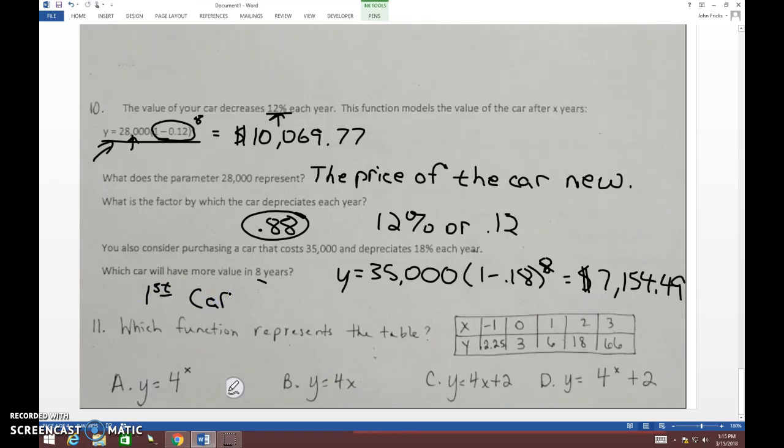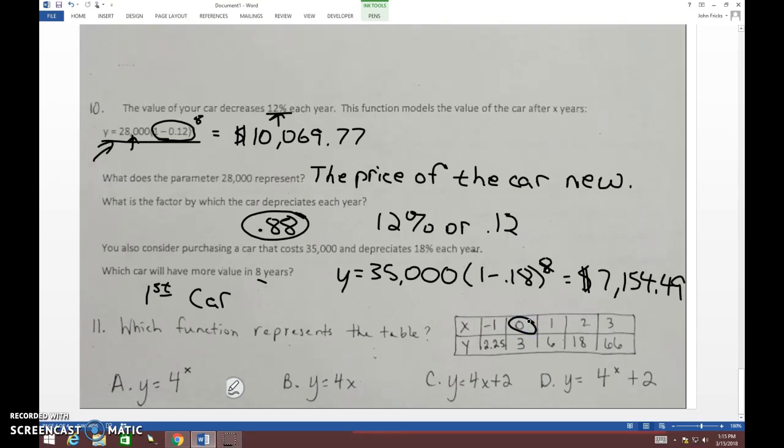All right, we're doing so good. We got 2 more minutes left? 1 more minute left? We got this. All right, so last question. Which function represents the table? This is such an easy question. Pick a number and substitute. That's all you got to do. Pick a number. It doesn't matter. Now, I would pick a couple different numbers just to make sure. Let's start with, I don't know, we could do any of them. 0. 0 is the easiest one.